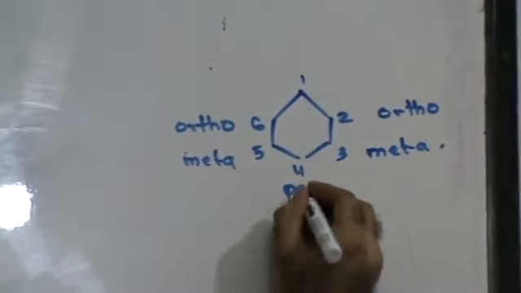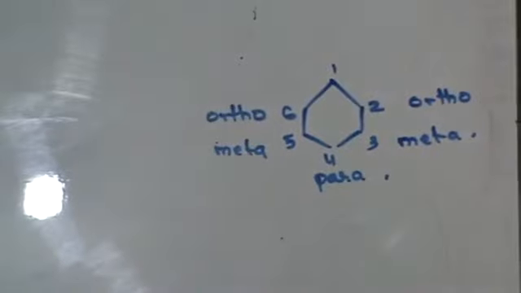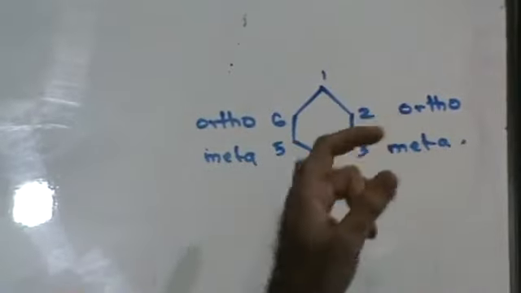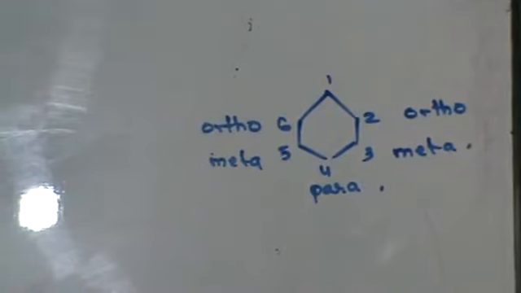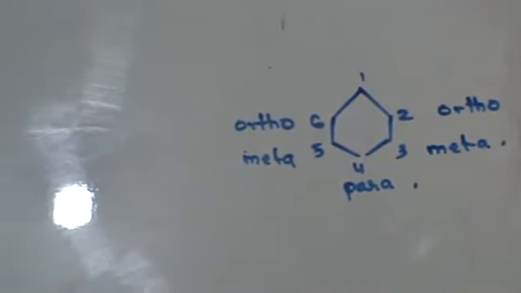And 4 is called para. So if I have a substitution reaction taking place at these positions, those would be the names given to them, right? Now, in this case, let's try to see this.